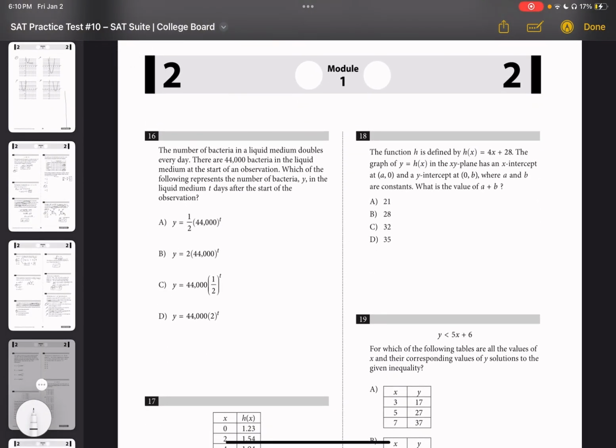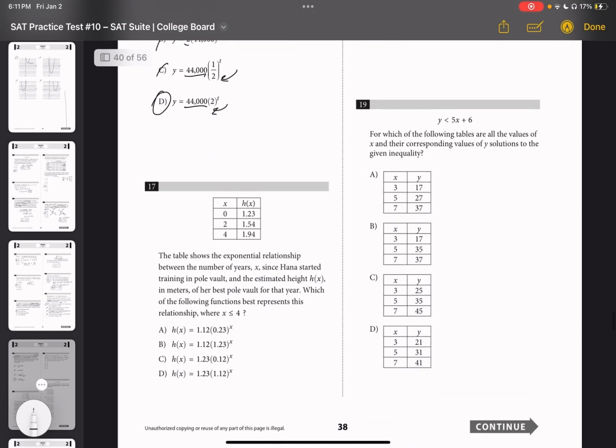Question 16, the number of bacteria in a liquid medium doubles every day. There are 44,000 bacteria in the liquid medium at the start of an observation. Which of the following represents the number of bacteria Y in the liquid medium T days after the start of the observation? So if it's doubling every day and T represents the amount of days, it should be 44,000 as our coefficient, not 1/2, not 2. So these are both incorrect. This is correct and this is correct. This would be halving every day. We don't want that. And this would be doubling since we're multiplying by 2. So D is correct.